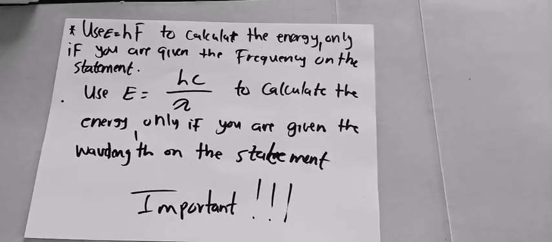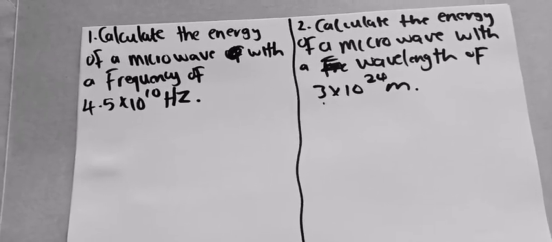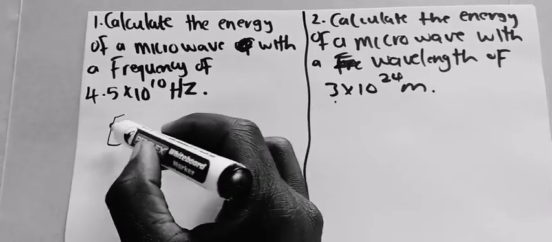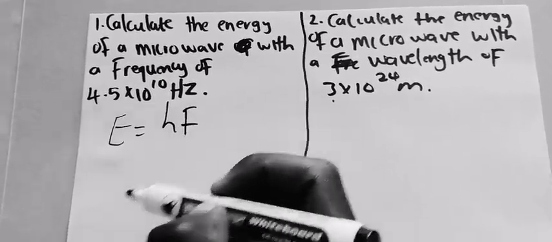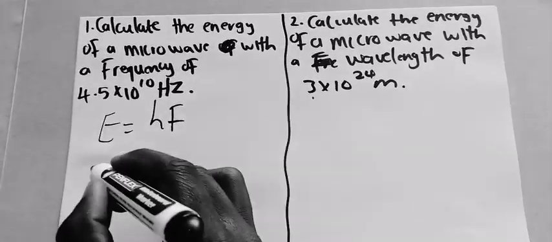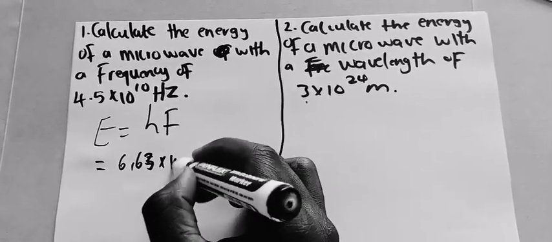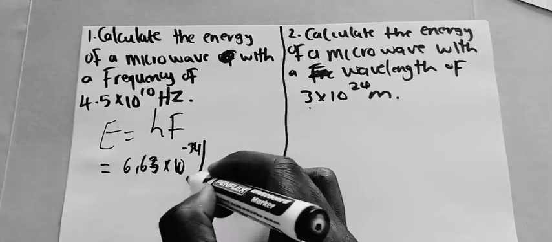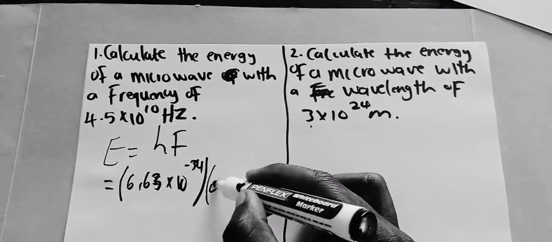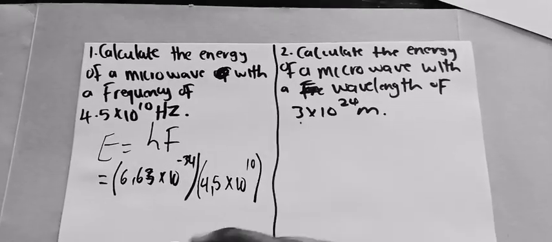Let's just do an example to understand what I'm saying. The first example: calculate the energy of a microwave with a frequency of 4.5 times 10 to the power 10 hertz. Here you are given frequency, so we use this one. E equal to hf, where h is Planck's constant, 6.63 times 10 to the power negative 34. Then you multiply it by the frequency. We are happy it's in hertz, 4.5 times 10 to the power 10. Then use your calculator.